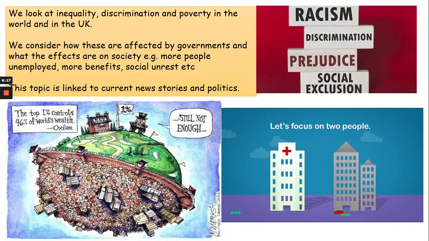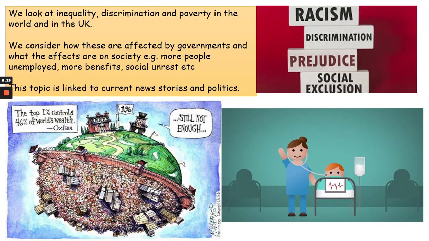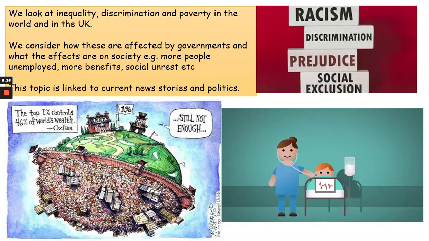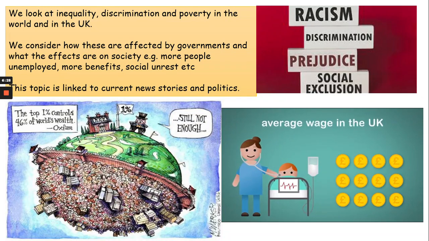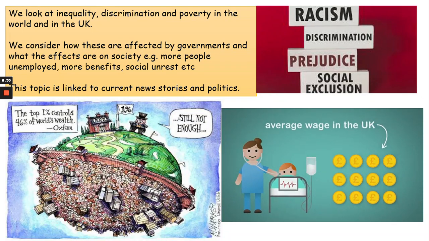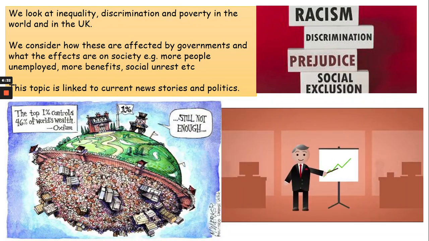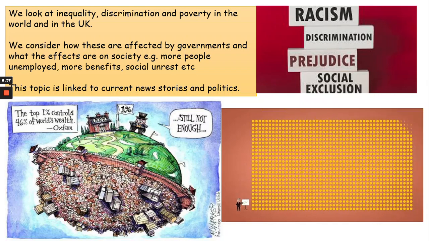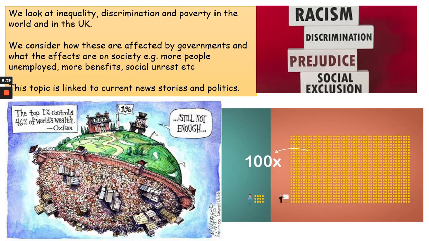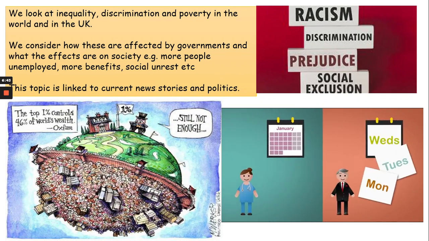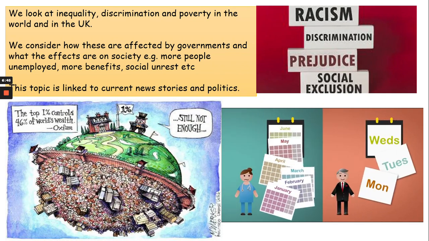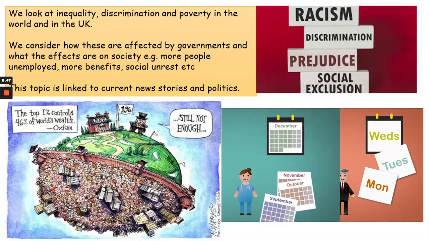Let's focus on two people. Brenda is an experienced nurse in one of Britain's busiest hospitals. After several years moving up her pay scale, she earns £12 an hour, the average wage in the UK. Brian is the boss of one of Britain's biggest companies. He earns £1,200 an hour. That's 100 times more than Brenda earns. In fact, that means Brian makes as much in just 3 days as Brenda earns in a whole year.